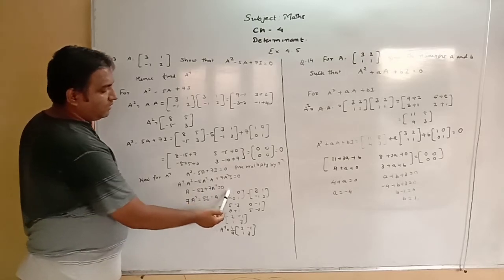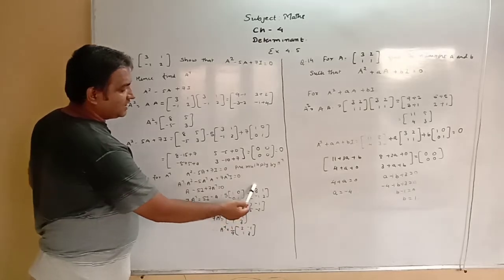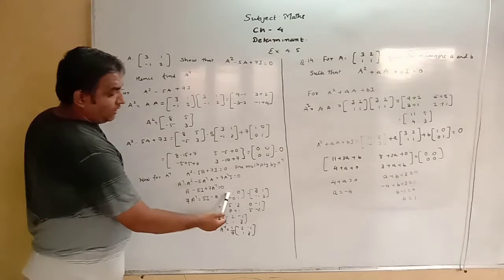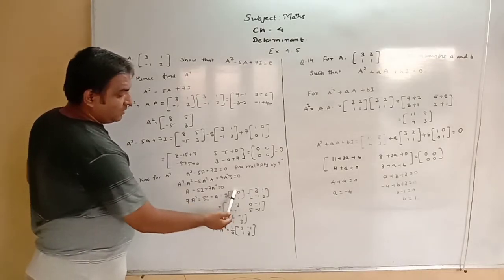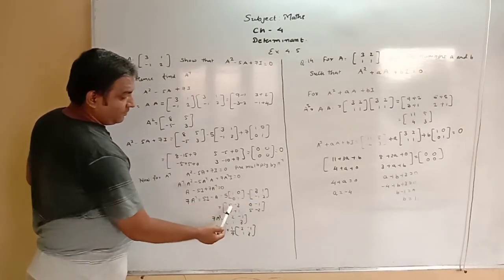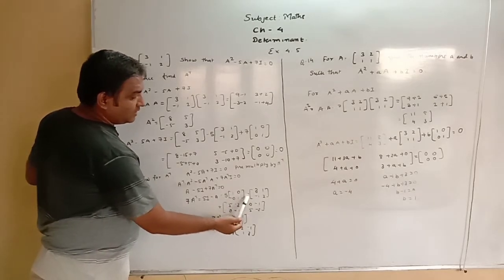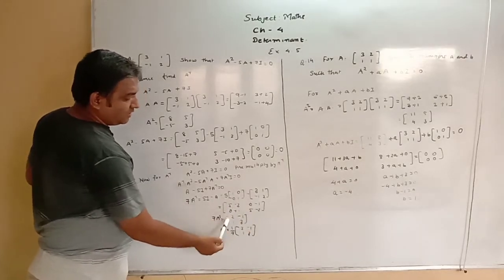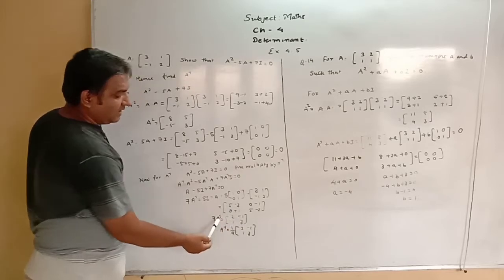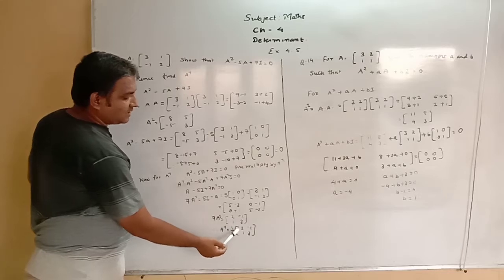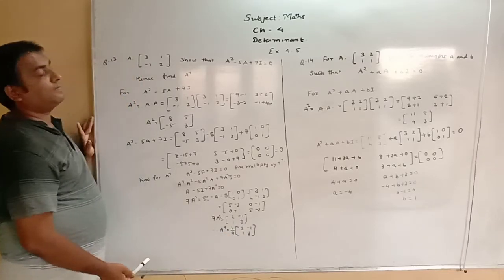So 5 into [1 0; 0 1] minus A, which is [3 1; -1 2]. So 5 times 1 is 5 minus 3, 0 minus 1 is minus 1, 0 minus minus 1 is plus 1, and 5 times 1 is 5 minus 2. So we simplify: [2 -1; 1 3] equals 7 A inverse. So A inverse equals 1 by 7 into [2 -1; 1 3].